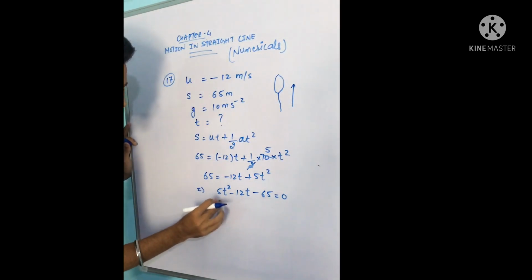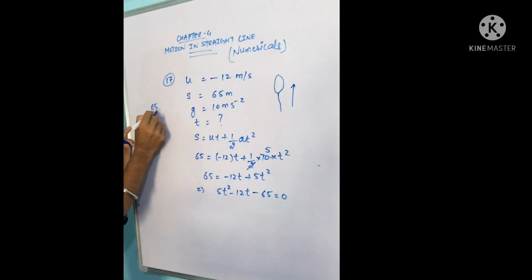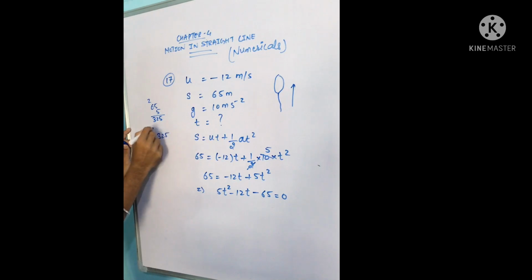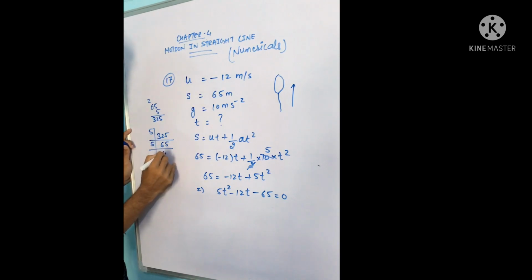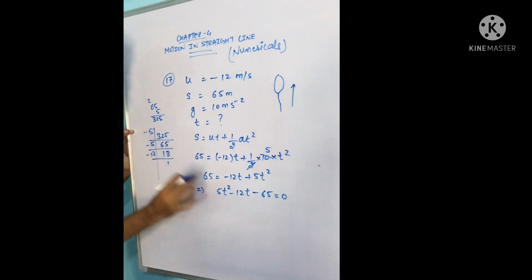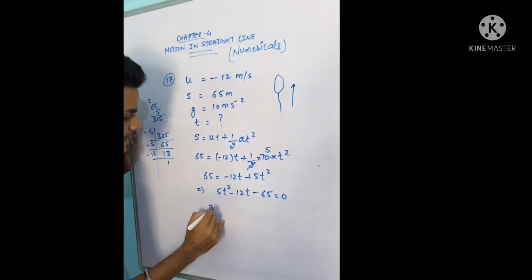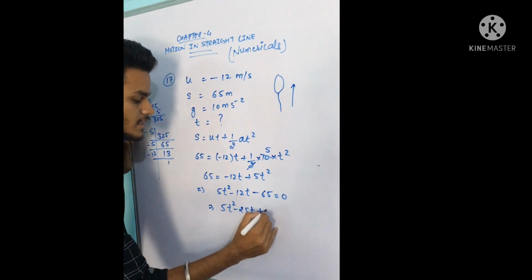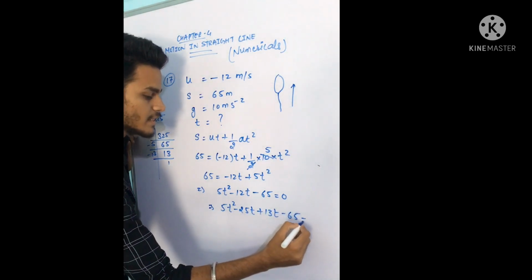Multiplying the 65 and 5, what we get? 65 into 5, we get it as 325. And finding the factors of 325, 5 5s are 25, and 5 13s are 65. By using this 25 and 13, we will split the middle term of this equation. We get here 5t square minus 25t plus 13t minus 65 is equals to 0.